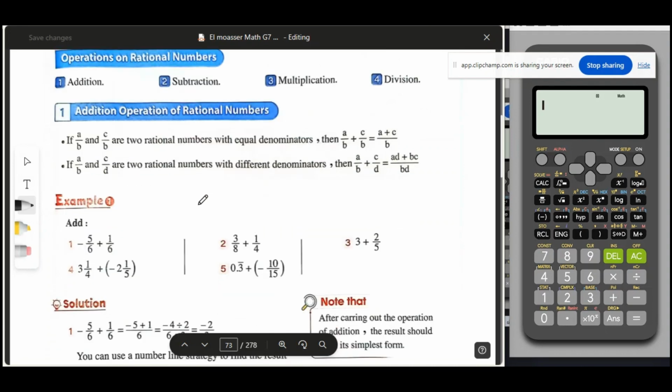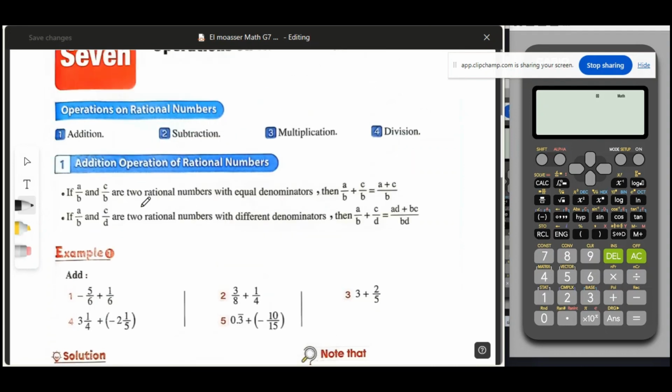So we got here, if A over B and C over B are two rational numbers with equal denominators, then you can see here that it is A plus C over B, right?